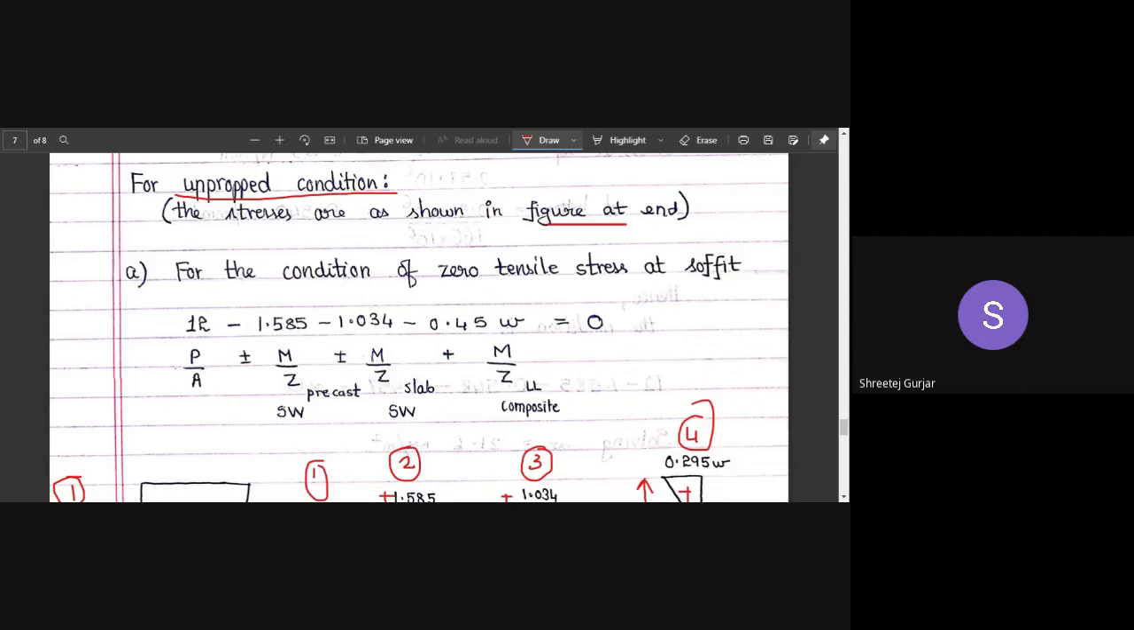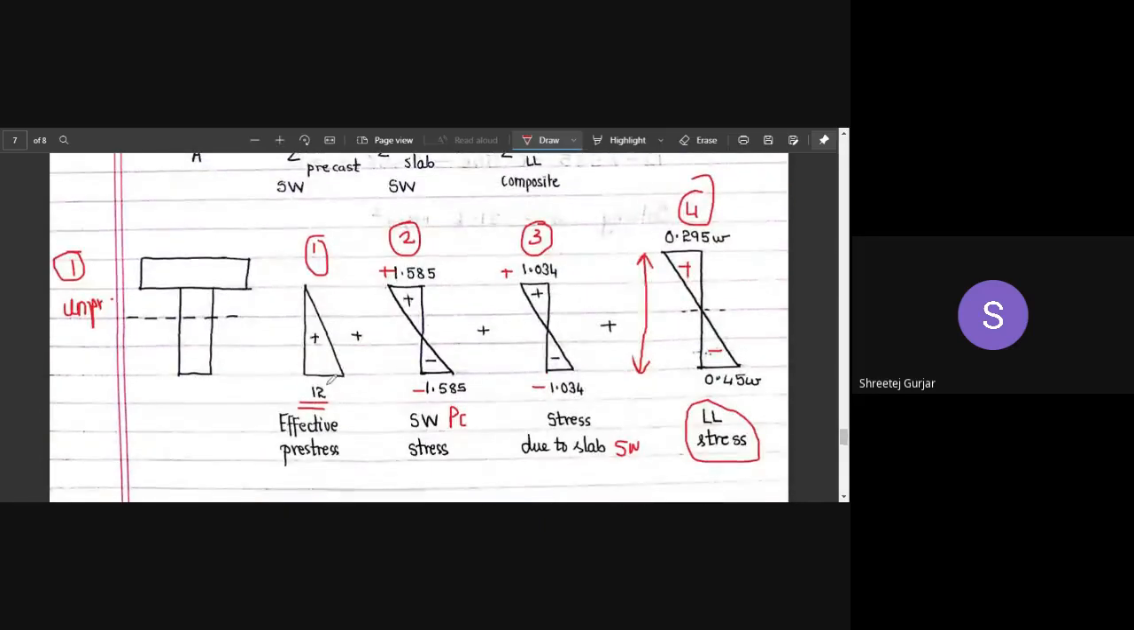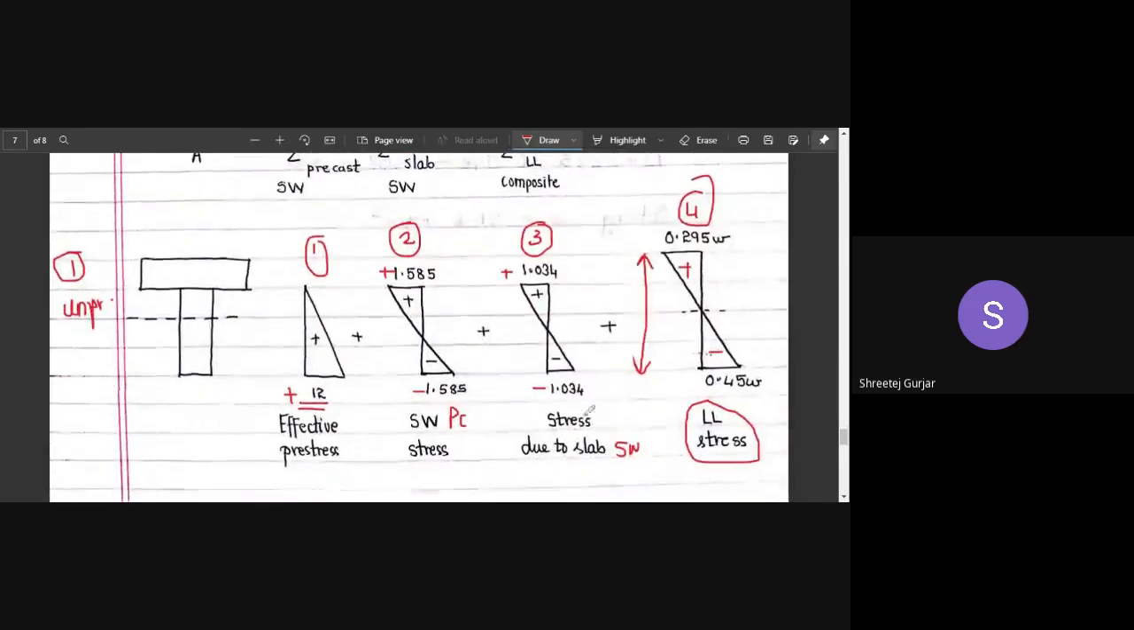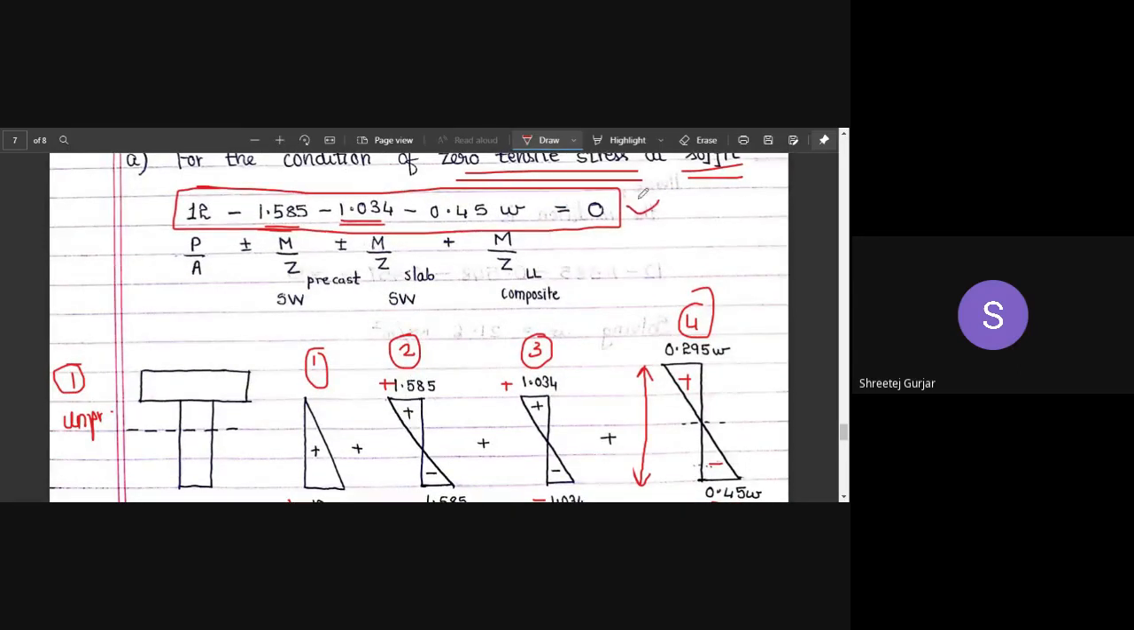Now in the numerical, you might have read that at the soffit, that is at the bottom, the tensile stresses are 0. This is the given condition, right? This is given in the problem statement. So what we have done at the bottom, we have just equated all these values to 0: plus 12, minus 1.585, minus 1.034, and minus 0.45 W is equated to 0, right?